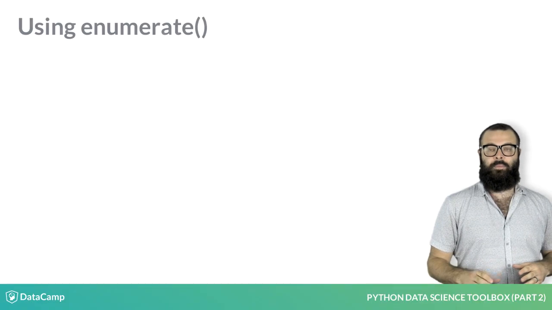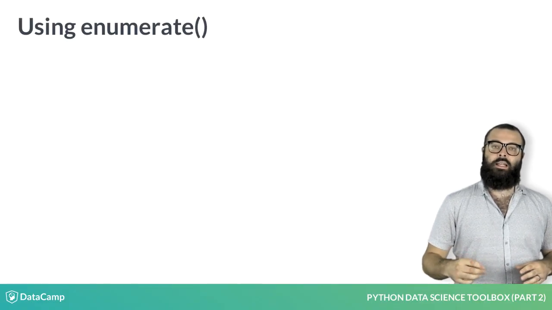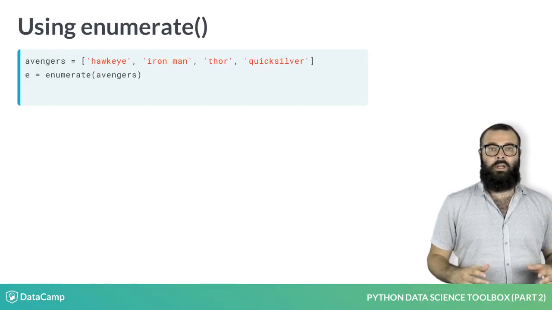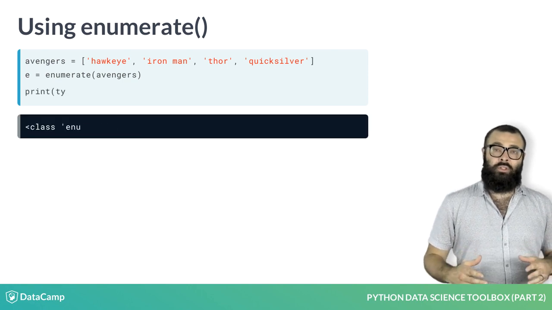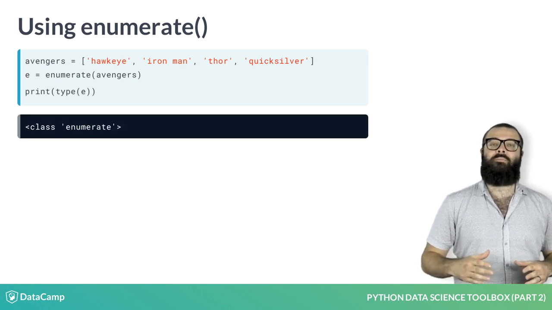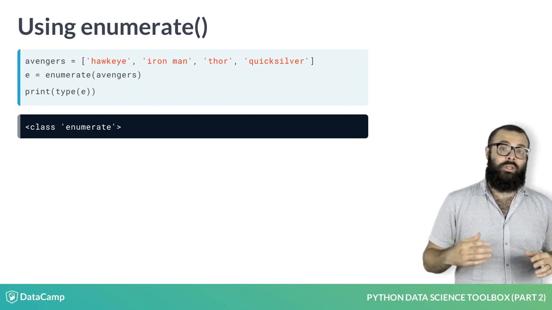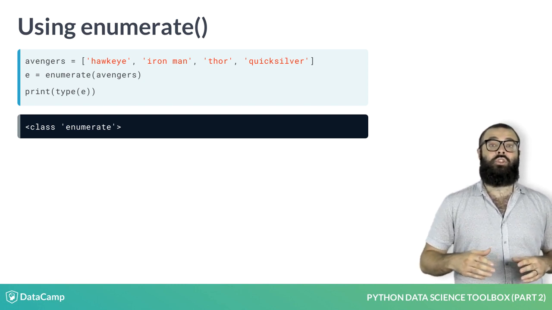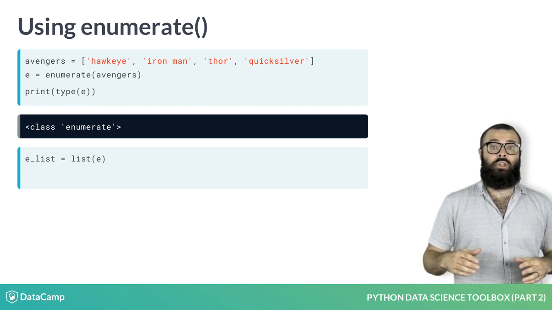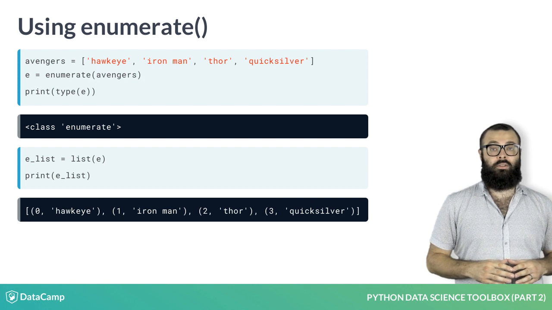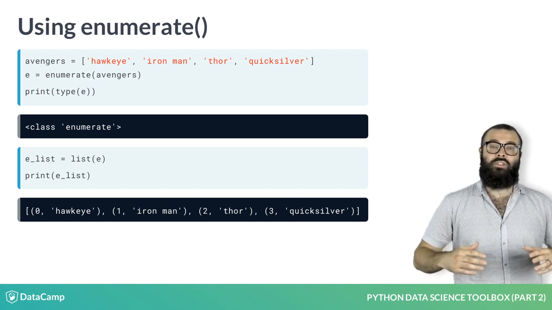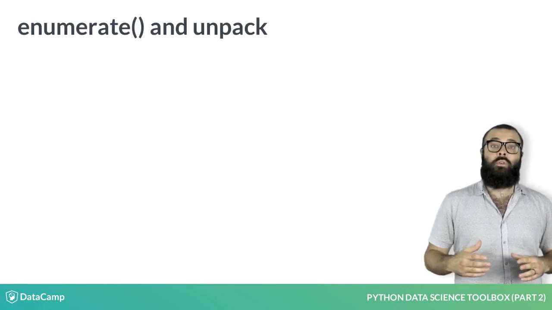Let's begin. Enumerate is a function that takes any iterable as argument, such as a list, and returns a special enumerate object, which consists of pairs containing the elements of the original iterable, along with their index within the iterable. We can use the function list to turn this enumerate object into a list of tuples and print it to see what it contains.